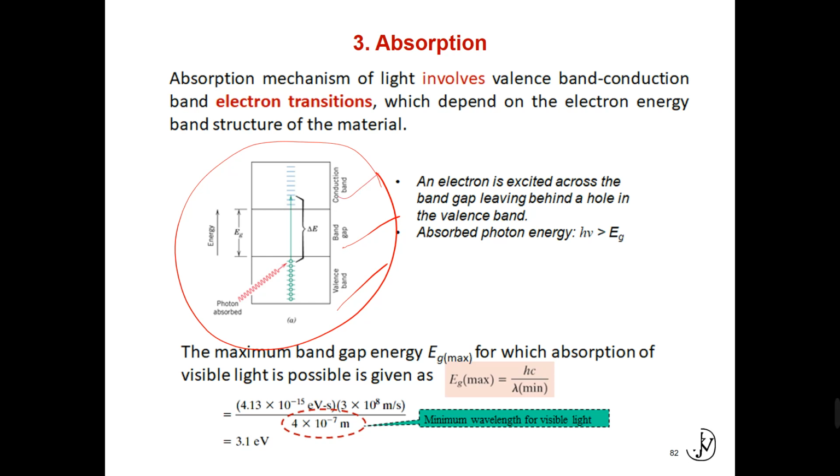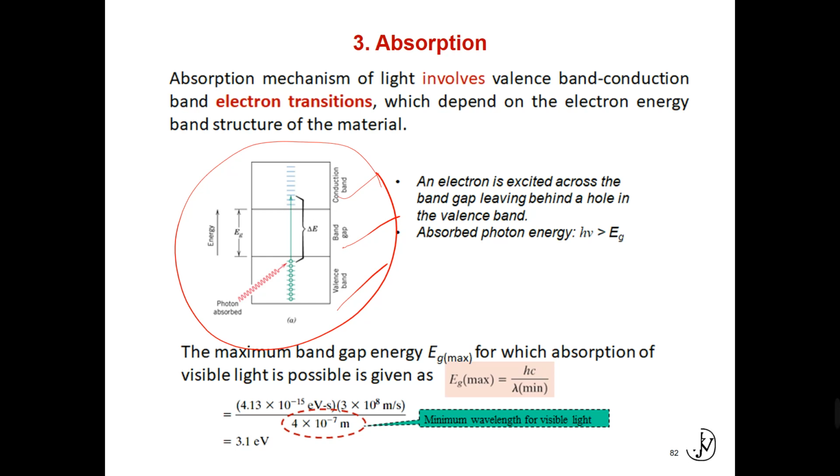An electron is attracted across the band gap, leaving behind a hole in the valence band. So elektron daripada kawasan valence band bergerak kepada conduction band, meninggalkan hole in the valence band. So absorbed photon energy will be hv larger than Eg ataupun band gap energy.